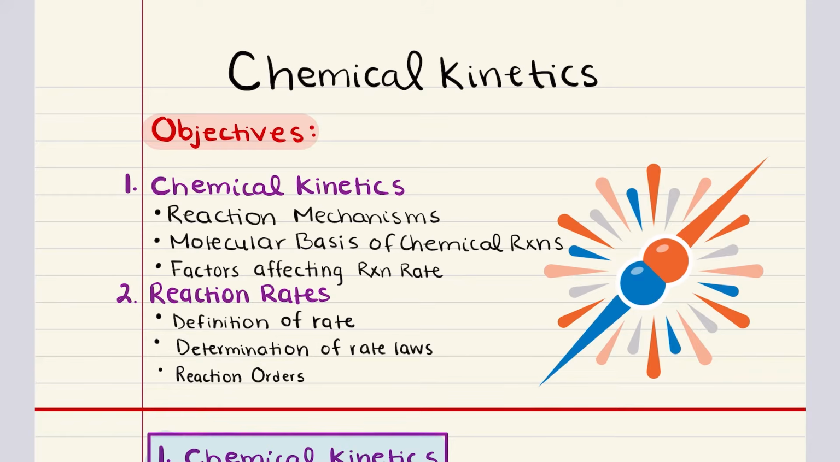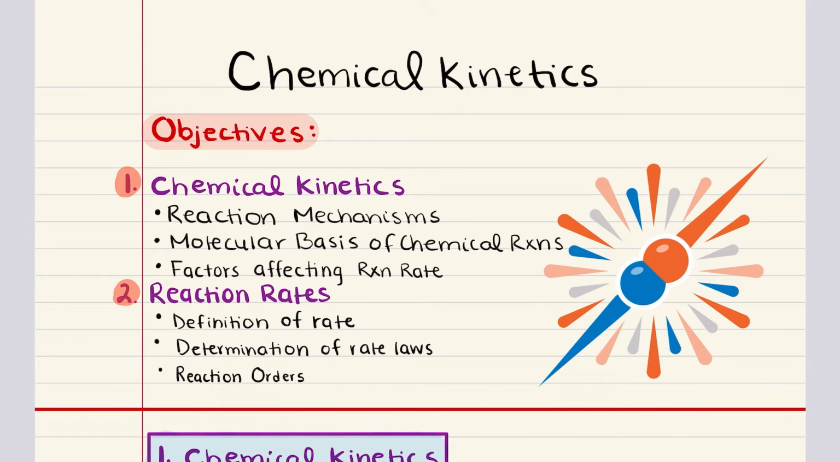Today we're going to be covering Chapter 5 for our MCAT General Chemistry playlist, and this chapter is titled Chemical Kinetics. In this chapter, we're going to cover a couple of objectives. The first objective is titled Chemical Kinetics. Here we're going to talk about reaction mechanisms. We're going to understand how molecular interactions and collisions lead to chemical reactions, and then we're going to learn about the various factors that influence how fast chemical reactions occur.